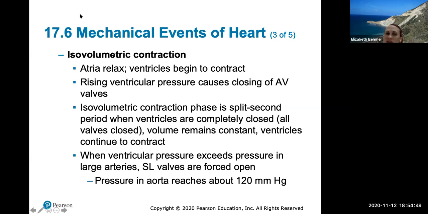Isovolumetric contraction. So this isovolumetric phase, whenever you see the word iso, that just means same. And this means that this will be contraction where the volume of blood remains the same. So this will be right before your ventricles actually eject the blood. They will contract first. And again, this happens in milliseconds. It happens extremely quickly. So your atria will relax during this isovolumetric contraction phase, and the ventricles begin to contract.